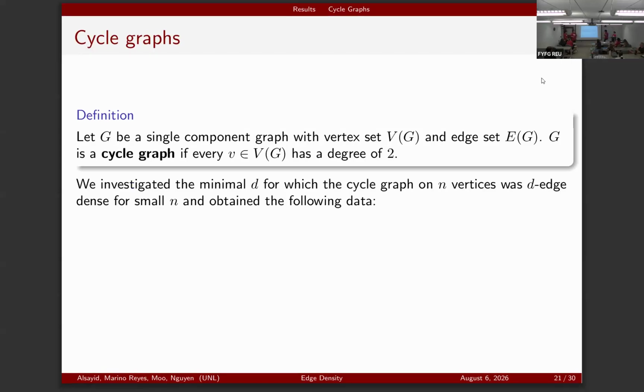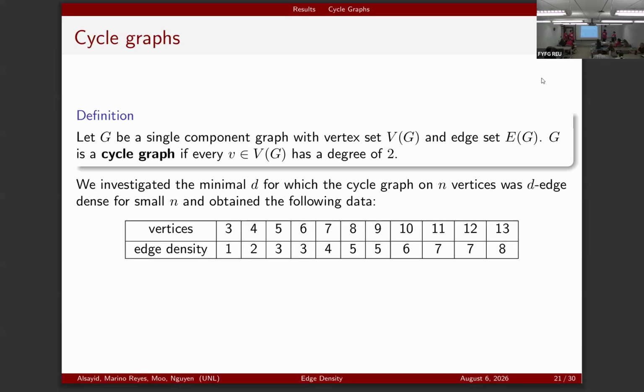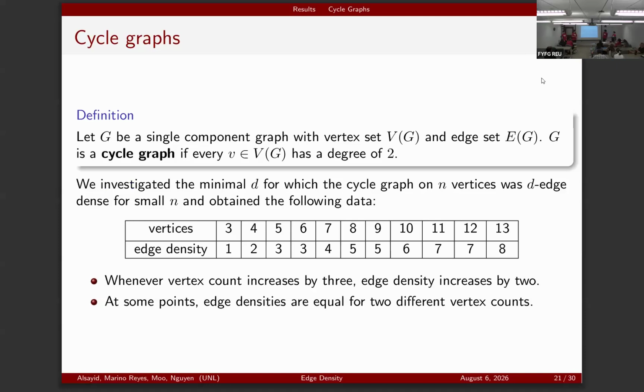So we investigated the minimal D for which the cycle graph on n many vertices was D edge dense for small n, and obtained the following data in this table right here. And so what this table is basically showing is that no matter how many vertices you have, let's say we start at 3, whenever you increase the vertex count by 3, your edge density increases by 2. So if we look back at 3 vertices, it has an edge density of 1. We add 3, go to 6, edge density of 3. Add 3, 9, 5, and so on.